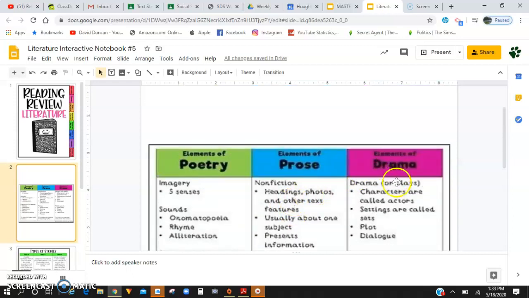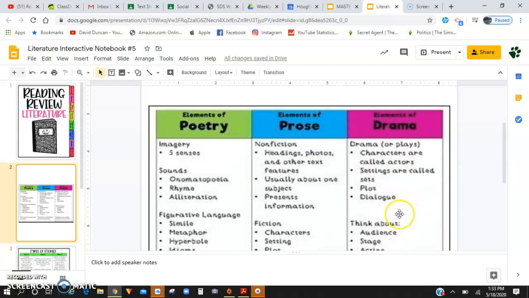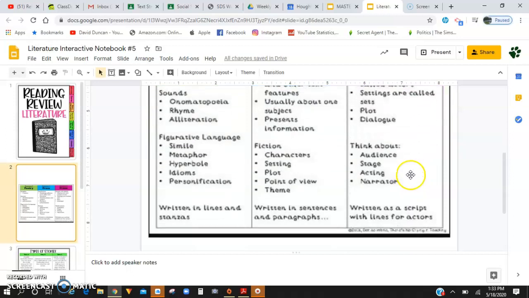Over here, our last one is drama. This is really similar to a reader's theater, like what we would do in the classroom where you have a script and you read out loud different parts of the story. There's characters that are called actors. The settings are called sets, plot, dialogue. You have to think about the audience, stage, acting, narrators. And again, it's written as a script for lines that actors need to read.